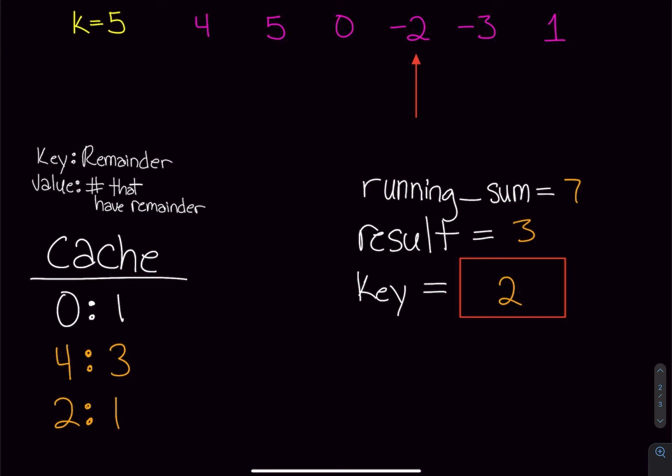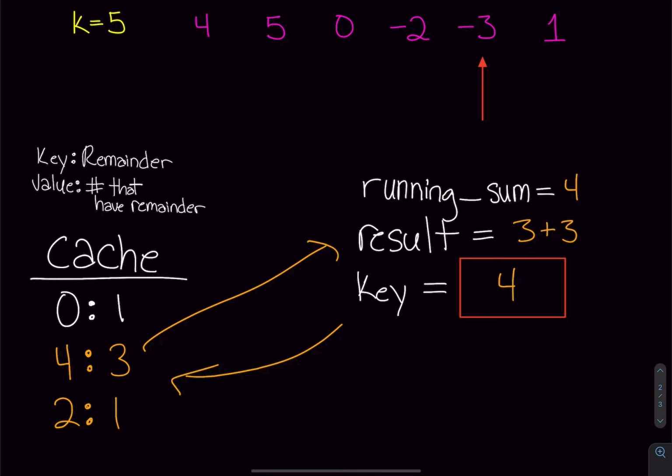And now we're going to go to the next value in our nums. And our key is wiped out. So now we're going to add that -3 to our running sum, and that's going to equal 4. So now 4 mod 5 is going to be equal to 4. So now we're going to check to see if 4 is in our cache, and it is, as you can see right here. So we're going to add 3 to result, and that's going to give us a value of 6.